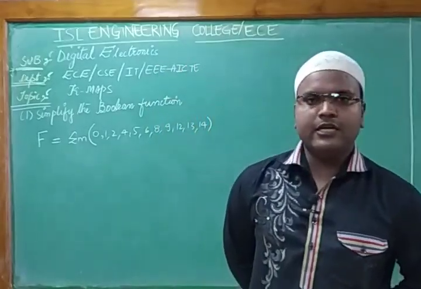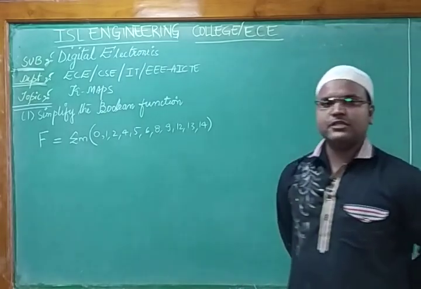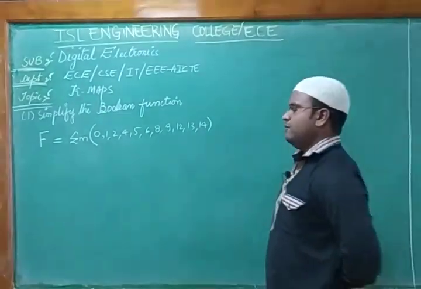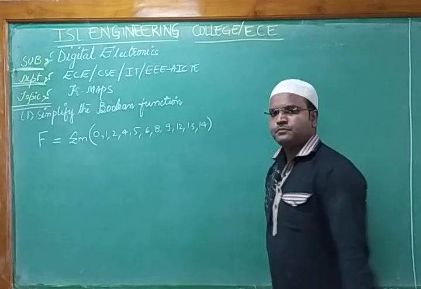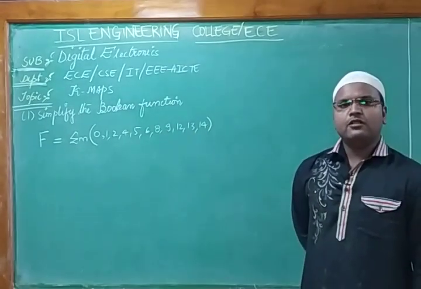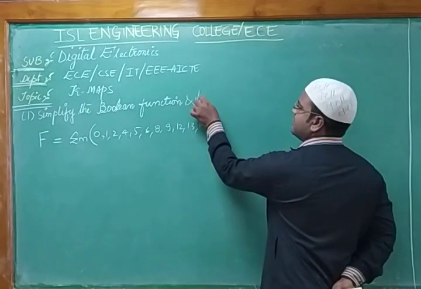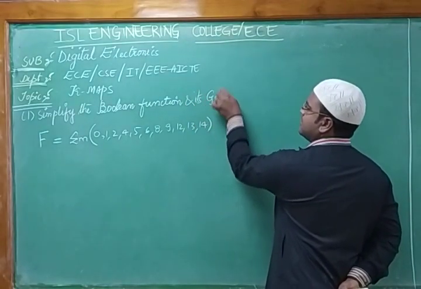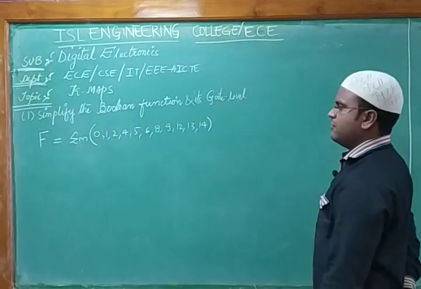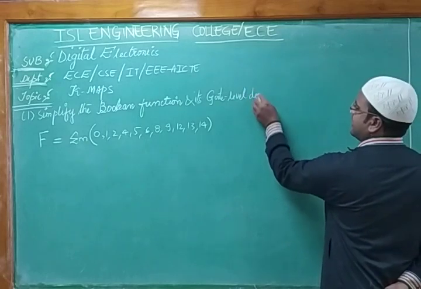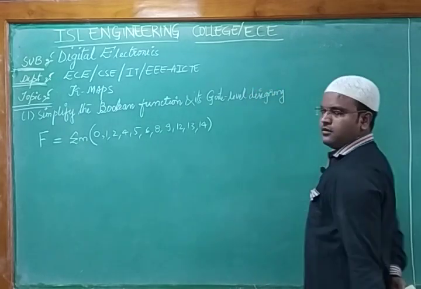We are taking the first problem, in which they are given a function f equals summation m of 0, 1, 2, 4, 5, 6, 8, 9, 12, 13, and 14. They ask to find the Boolean function and design it at gate level. That means we need to go for its gate level designing. They ask to find and simplify the Boolean function and then do its gate level designing. So we need to find it by taking this particular Boolean function.